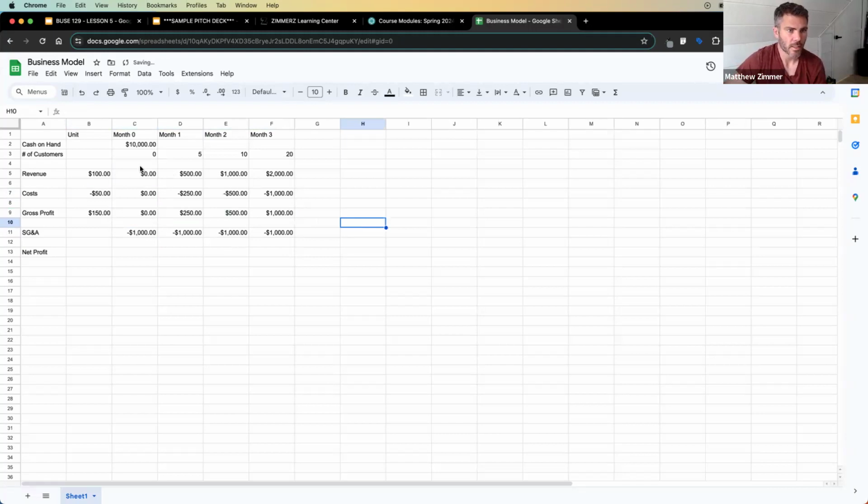All right, so what this is saying is in month 0, I have $10,000 on hand to start the month. I have 0 customers, so my revenue is 0. My unit costs are 0, which means I have zero gross profit. I'm paying $1,000 out of pocket for some sort of fixed cost, right? Which means my net profit is going to be my gross profit plus that below the line cost. So I'm losing $1,000.